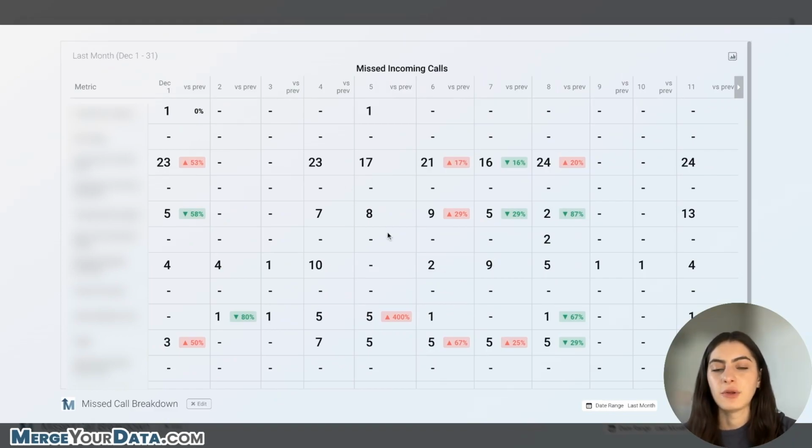So here I have pulled up the dashboard filtered by a date range of last month. We can see that the periods are going to start with December 1st and then go to the 2nd, 3rd. So instead of having the periods be by each week, because we're looking at the last month, it's going to be by each day.